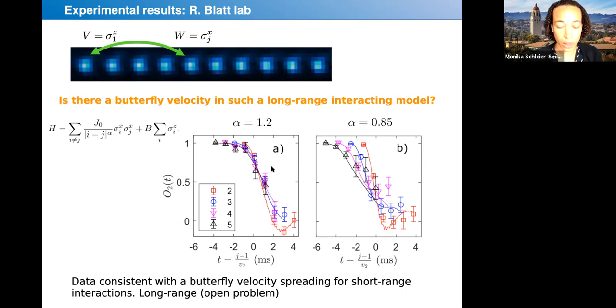In the case where this exponent is larger than 1. If the power law starts to become very weak, so the interactions are very long range, then it's less clear whether this is the right way to think about it, whether there's this characteristic velocity in the system. And so those are the types of things they can start to probe in this system by having the tunability of the interactions and the ability to measure the commutator.